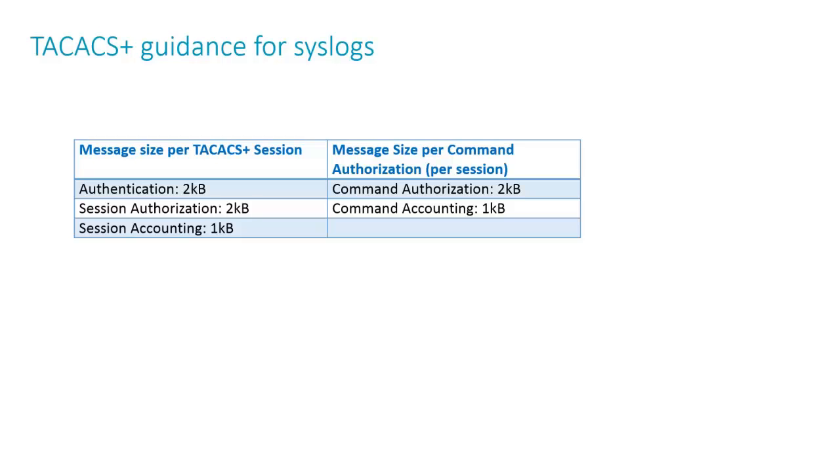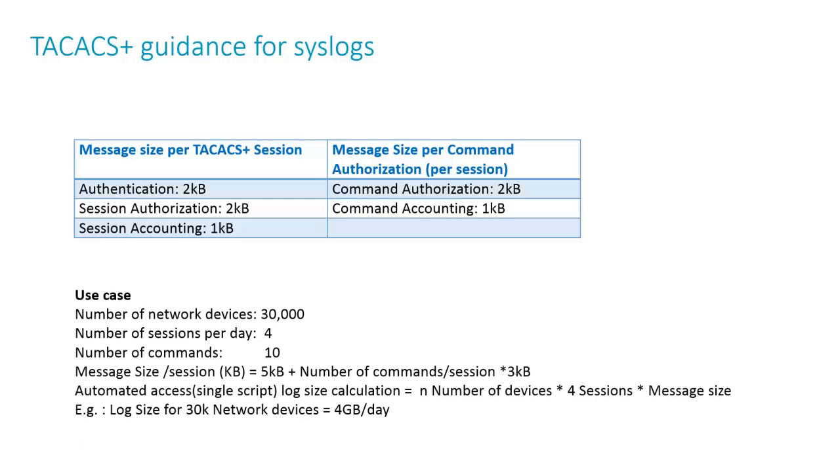Now we have a use case of a customer with 30,000 network devices. The number of sessions per day is 4. And the customer is using a scripted device admin model and uses 10 commands per session, right? So if you look at the message size, it is 5 kilobytes based on the authentication, session authorization, and accounting, plus the number of commands per session multiplied by both the command accounting and authorization.